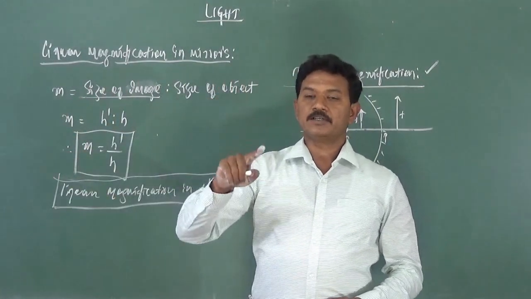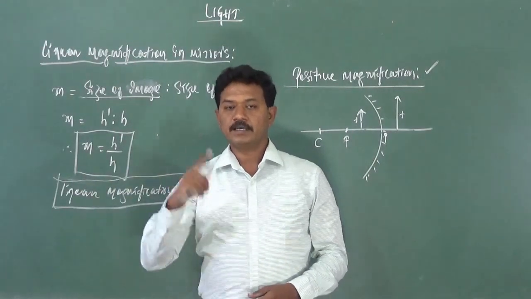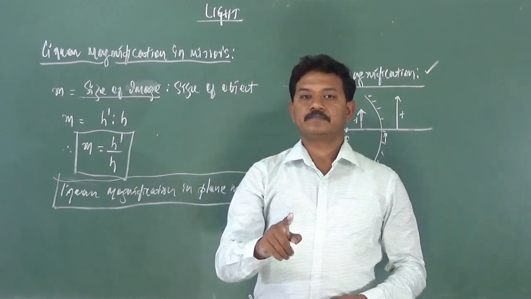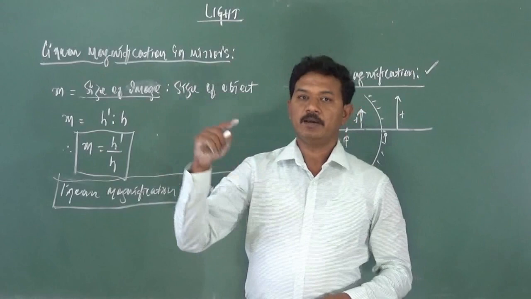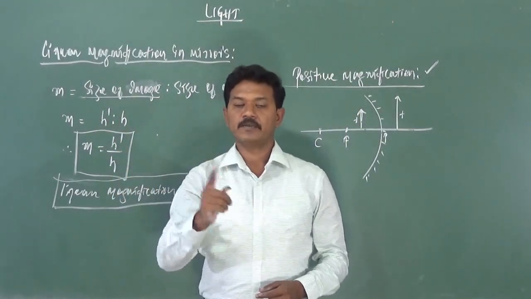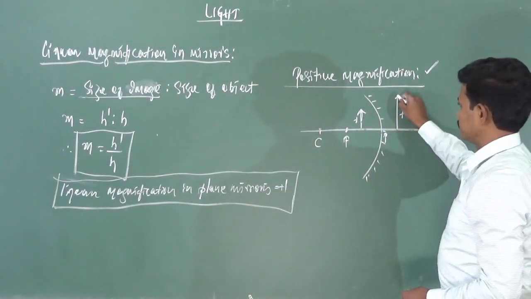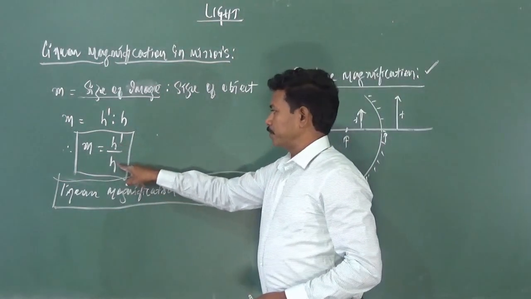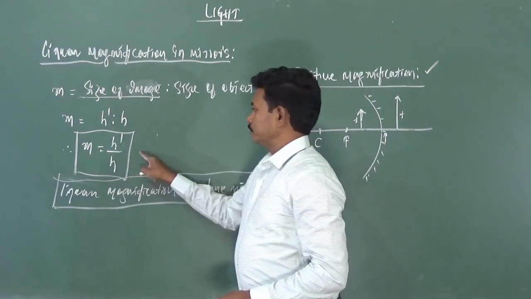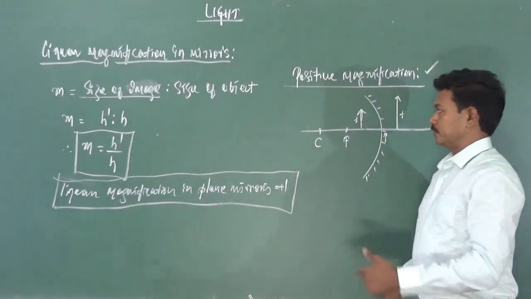So if the image is above the principal axis, that image will be 100% a virtual image and an erect image. So for those ray diagrams where we get the image above the principal axis, those mirrors will have positive magnification. Here in this case, you can easily see this is positive, this is also positive. So positive divided by positive will give you a positive value of m. So therefore, magnification is said to be positive. This is how we have to take it.